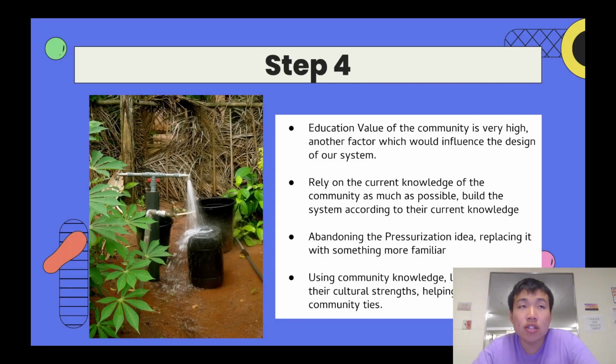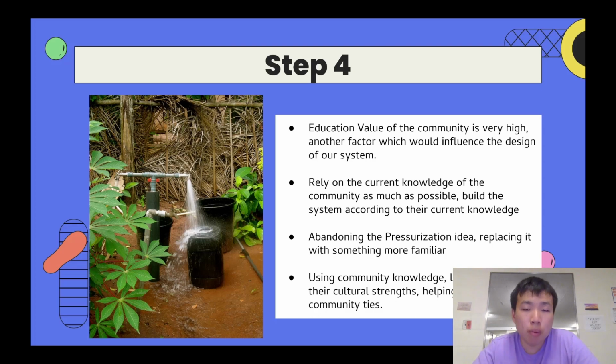Step 4 is the education value of the community, another factor which would influence the design of our system. We know that the community is willing to learn, and we know that they are very knowledgeable, so we want to rely on that knowledge as much as possible. We want to build the system according to their current knowledge. That would mean abandoning the pressurization idea and replacing it with something more familiar.